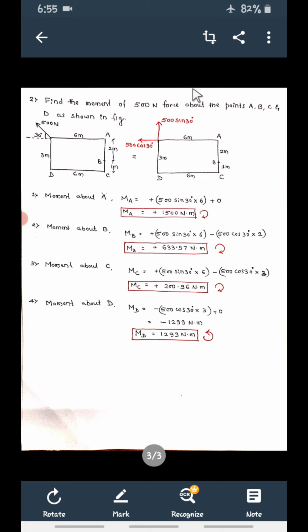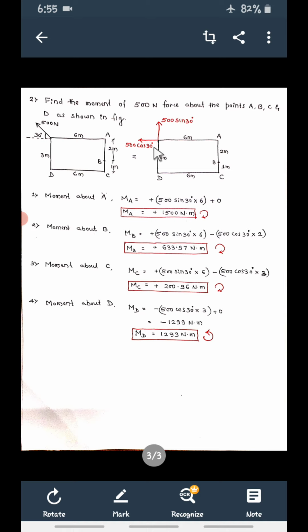Now next, the moment about D, the moment of these two forces about D. Again take one by one. First I will take this force. What is the moment of this force about D? See, if I extend this force, it will pass through D. When a force passes through a particular point, its moment about that point is 0, because there is no perpendicular distance between the force and D. So the moment of this will be 0.